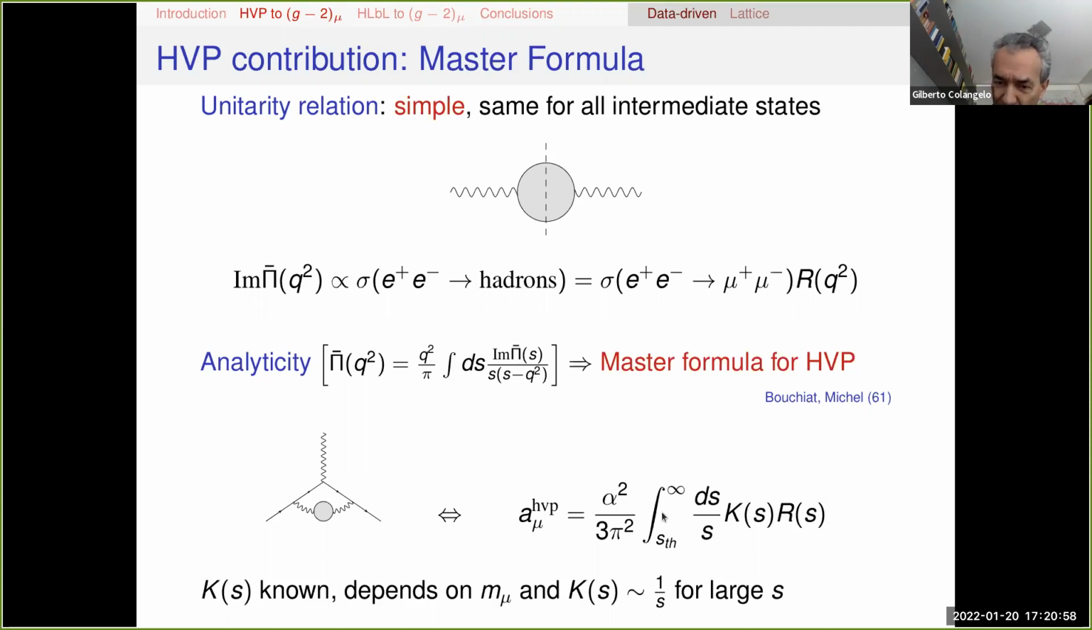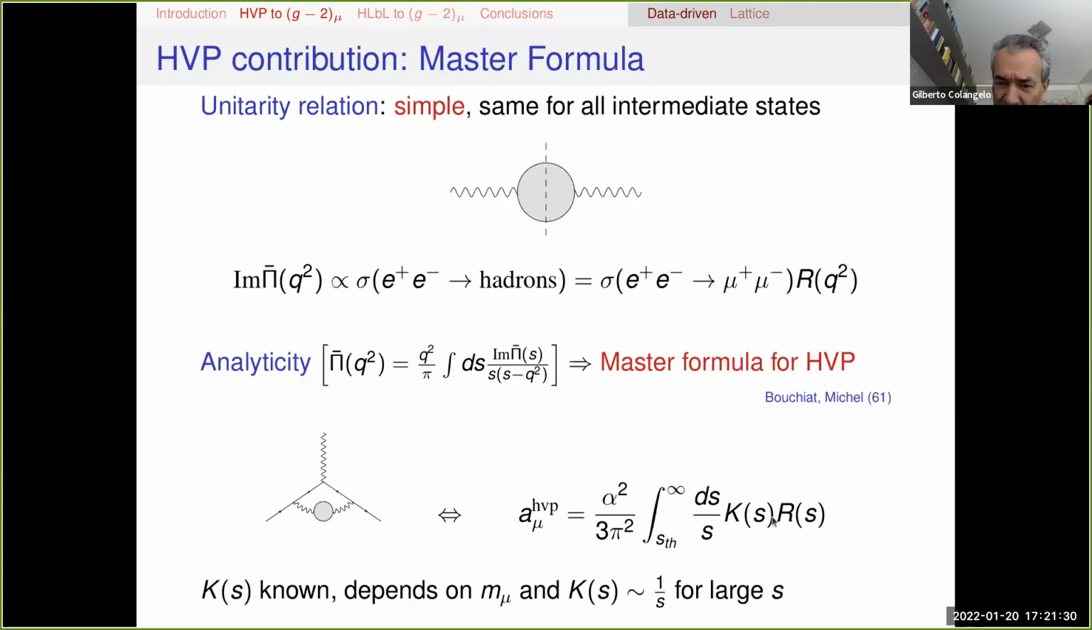Now, what one should remark about this expression is that you have an explicit 1 over s times a known function, and this known function even goes to 0 for large s, like 1 over s. So overall, what multiplies the R ratio is a 1 over s squared. So it's clear that the lower part of this dispersive integral is the most important one.